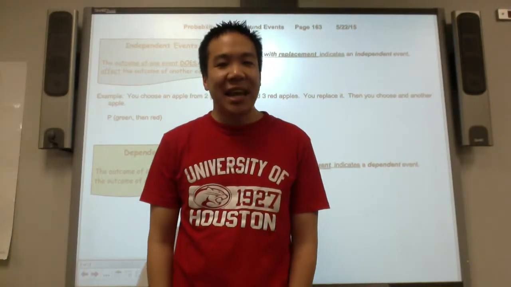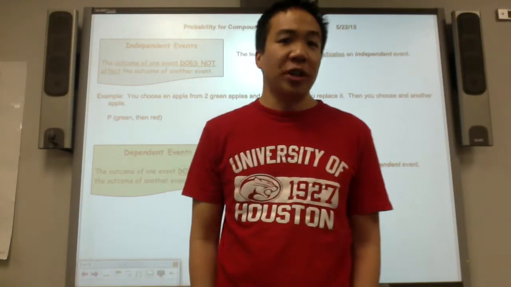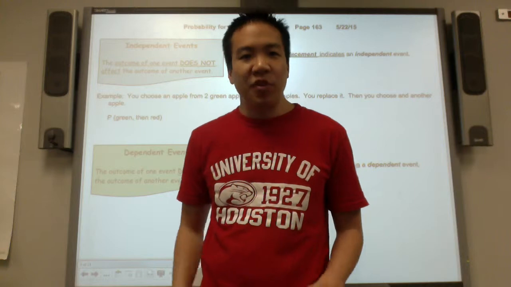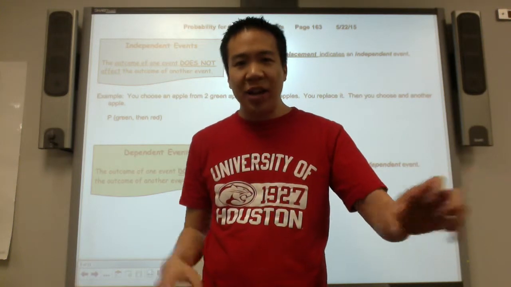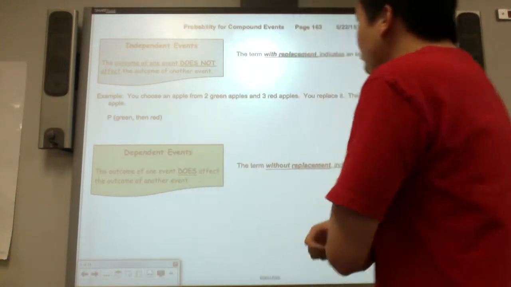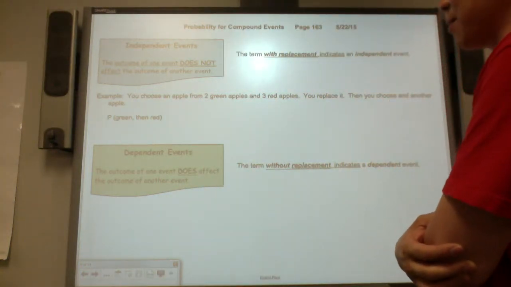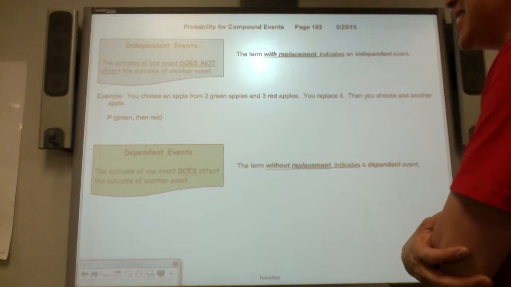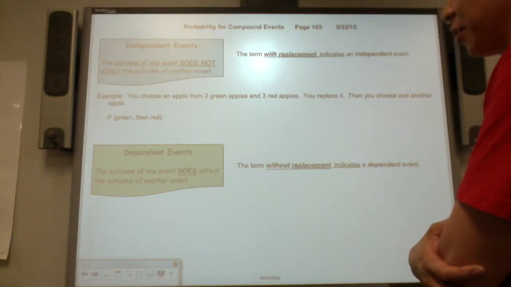By independent and dependent probability, that's really for compound probability. What happens is you have a probability for one event, and then you have a probability for another event. So you're going to have to multiply it. Independent events mean the outcome of one event does not affect the outcome of another.